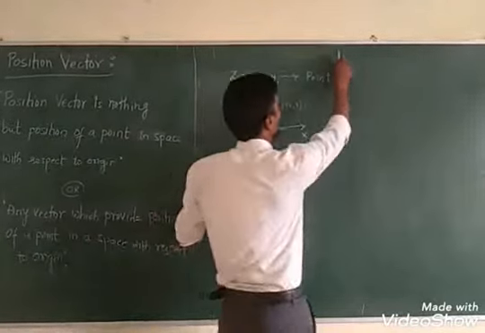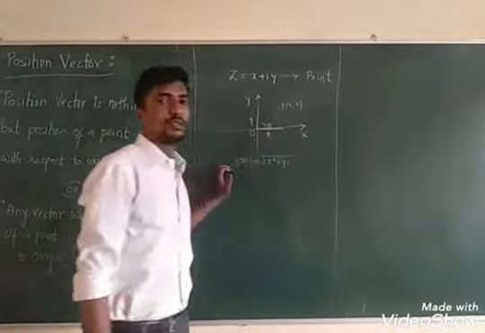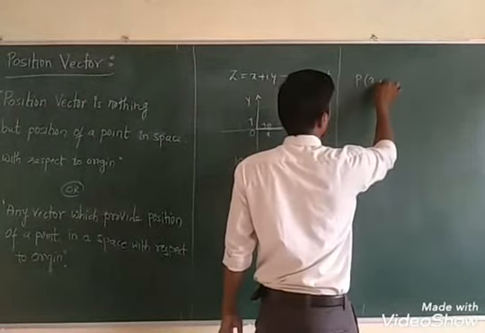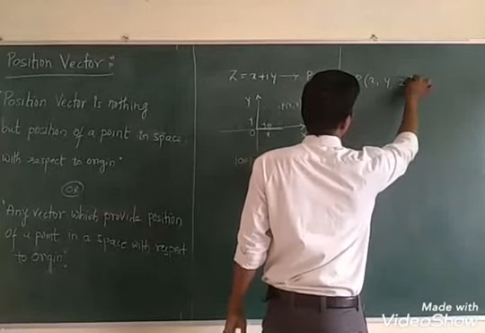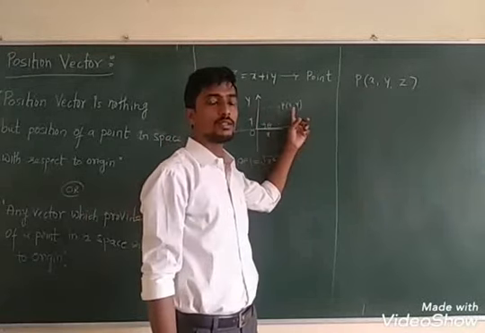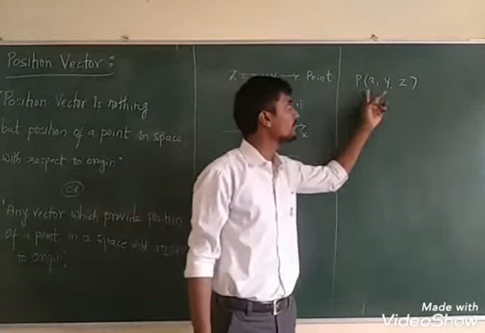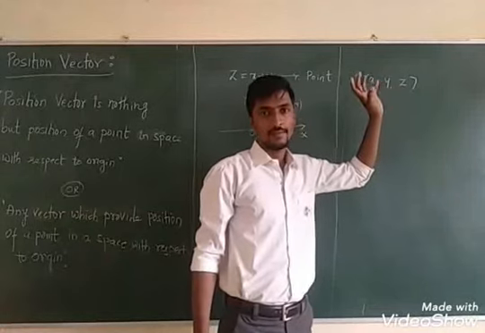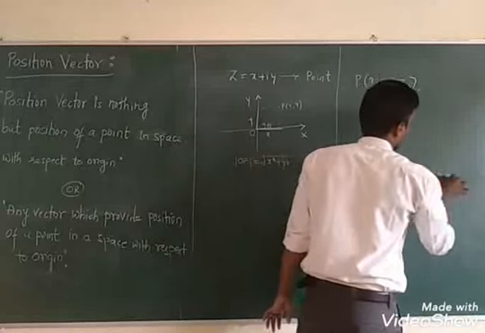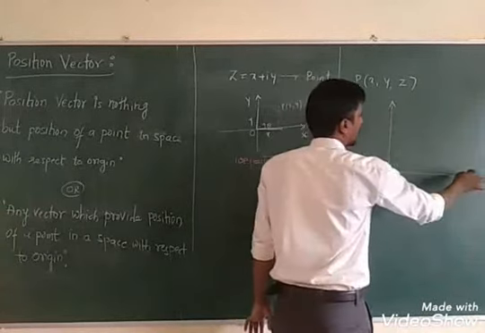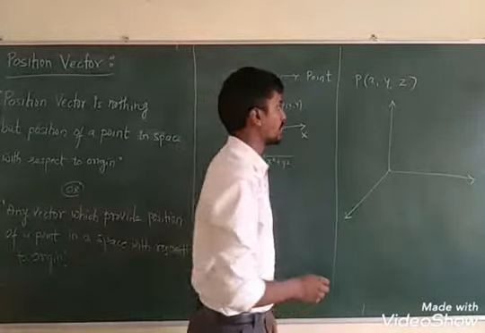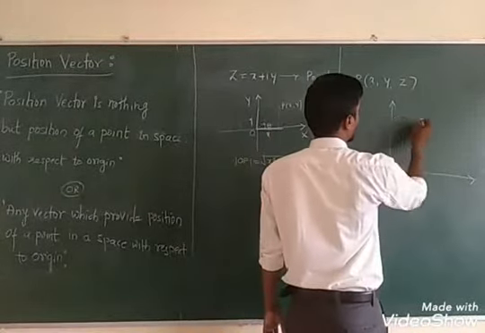Suppose there is a point whose coordinates are P of x, y, z. Here in the complex plane we have x and y only, so there are only two variables. But in this case we have a point with three variables. So we are representing this point in a three-dimensional space. Suppose the point is somewhere here.